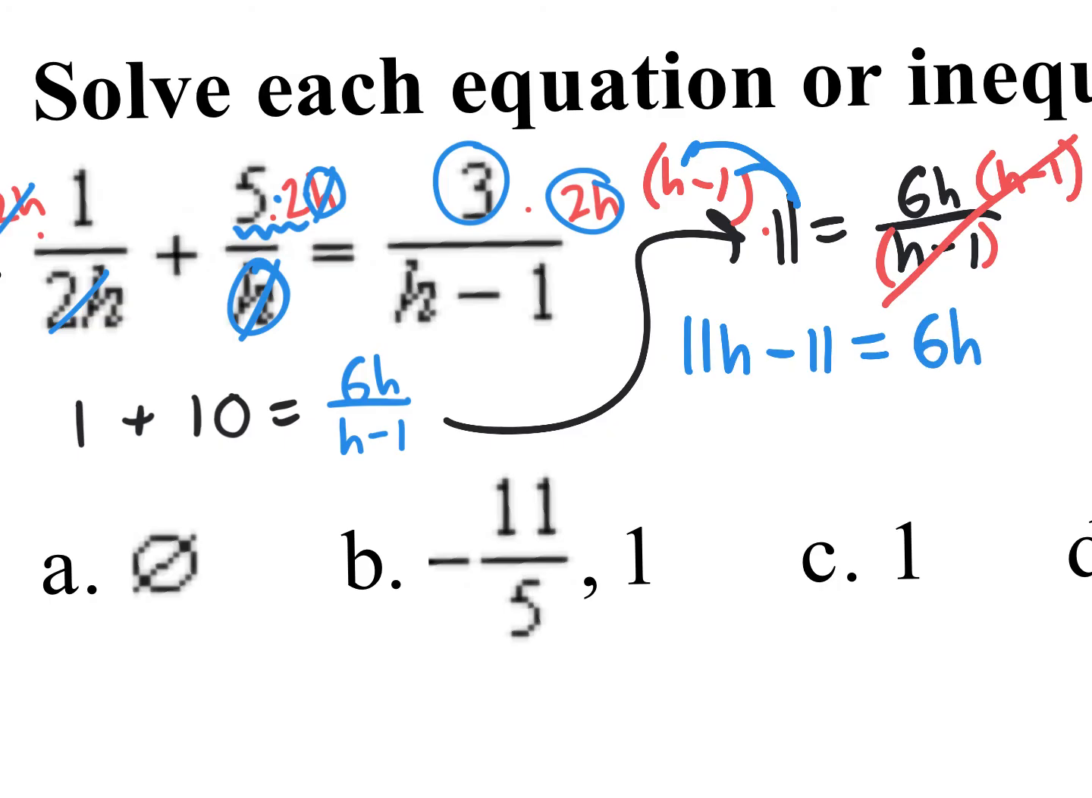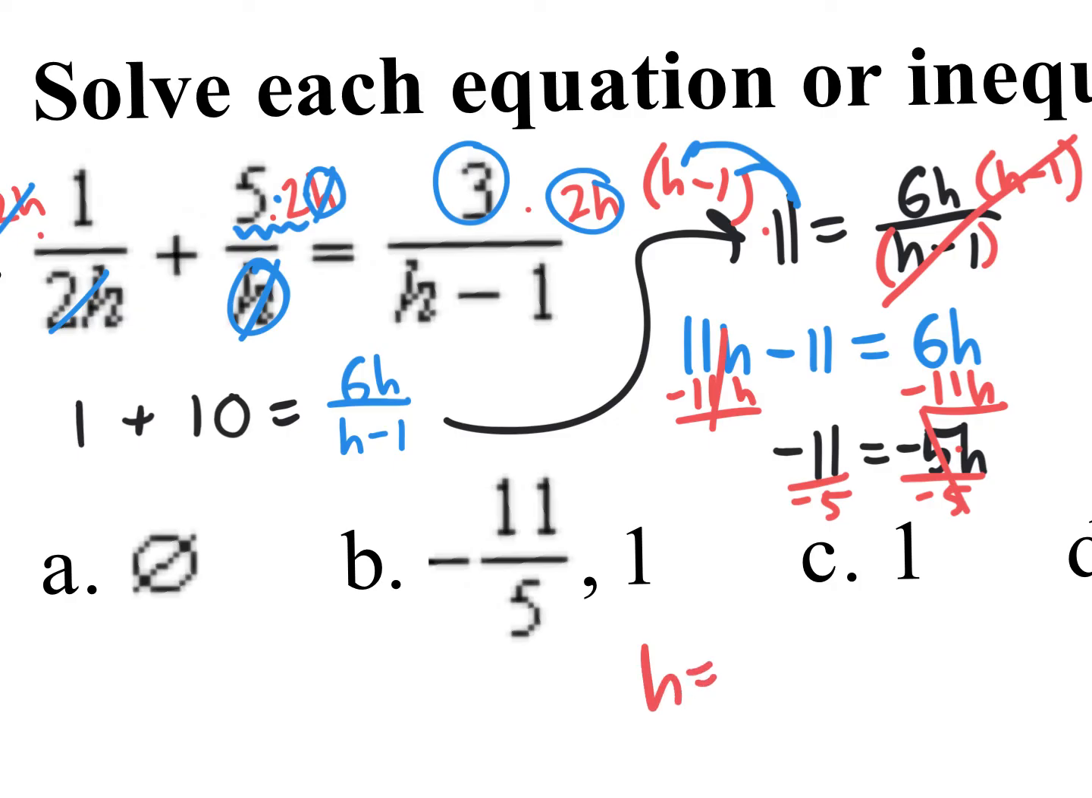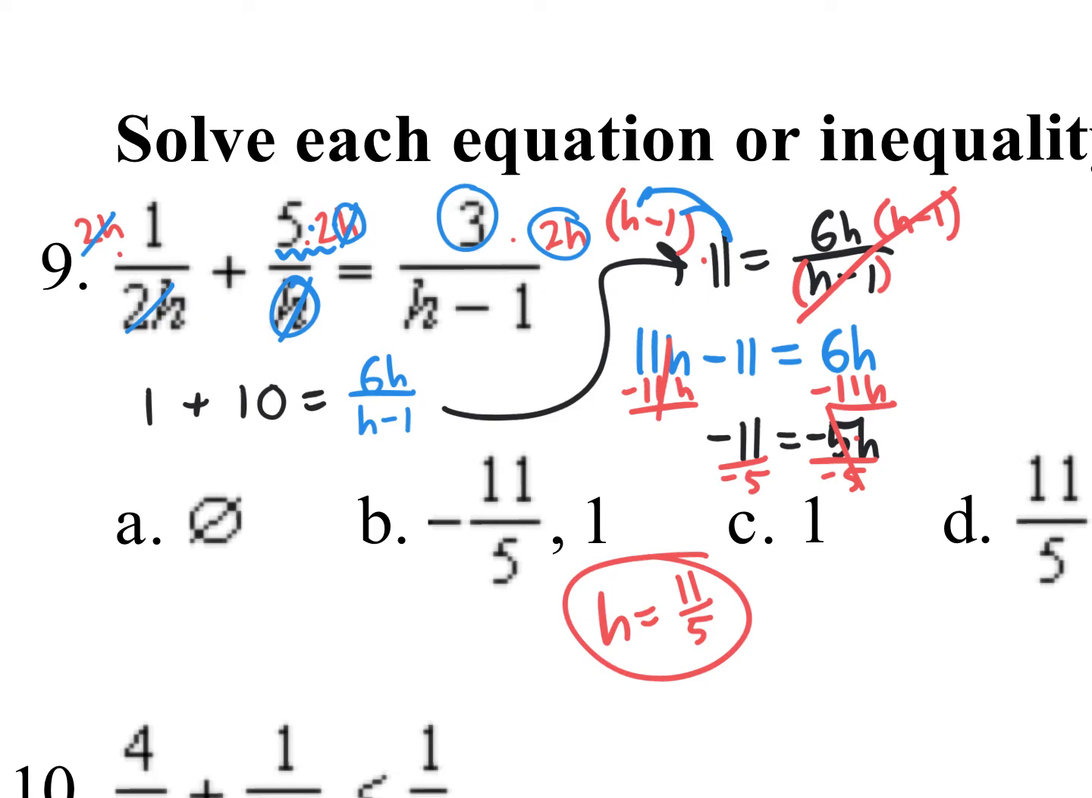So we almost have h by itself. All we need to do is move the 11h over to the other side. We will end up with negative 11 equaling negative 5h. Final step, divide by negative 5, divide by negative 5, and you will get h equals, because that cancels out, h equals positive 11 fifths. H equals positive 11 fifths. That is your answer. It does say check your solutions. I would just, if you're in a rush, just make sure that when you plug it in, you don't end up with 0 in the denominator.